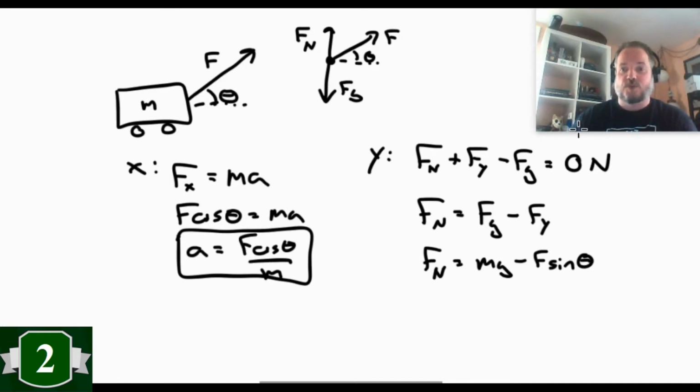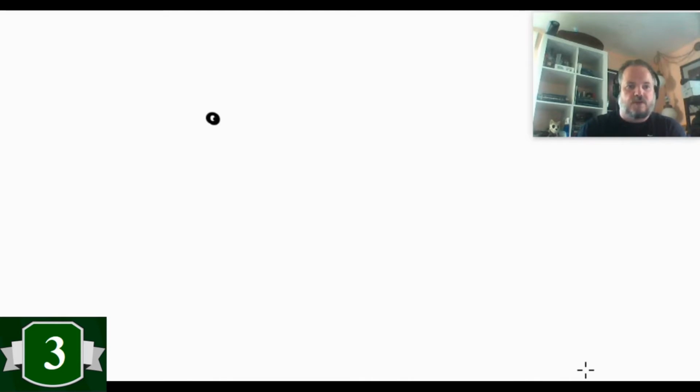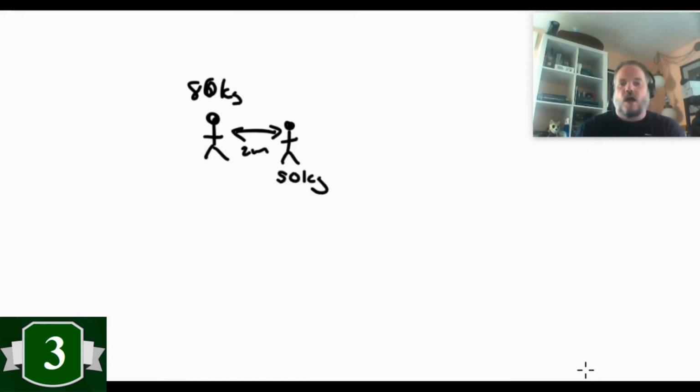Problem number 2. Okay, so suppose we have a student standing here and he's 80 kilograms. And standing a whopping 2 meters away is another student, and she is 50 kilograms. And the question is, how gravitationally attracted are they to one another? This becomes a really easy problem if you realize that, well, you can't use weight equals mg. Neither one of them is the planet Earth.